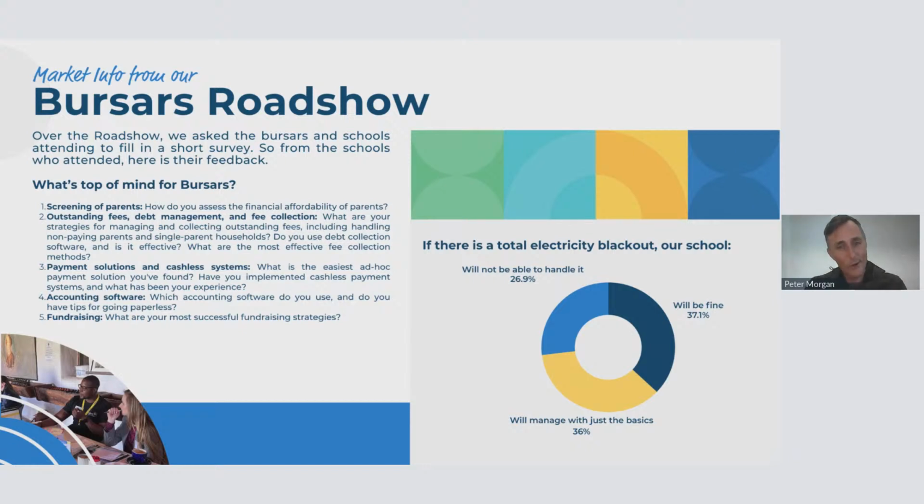On the bursar side, these are some of the things that stood out. Remember, back then load shedding was still an issue. It was before the elections. So we asked about electricity. That doesn't seem to be as relevant now. But these are some of the things that the financial people in the school are thinking about. We said, listen, what do you want to find out? So the big thing, massive with the bursars, as we know, is screening parents. As one can expect, outstanding fees, debt management, and fee collection.